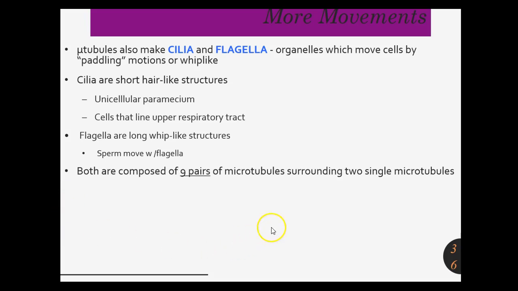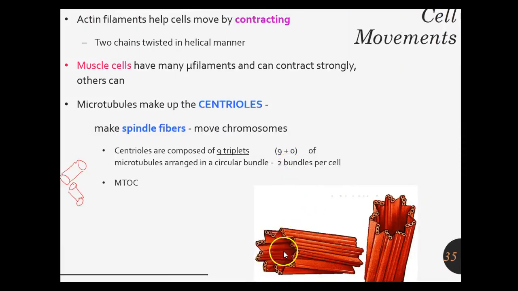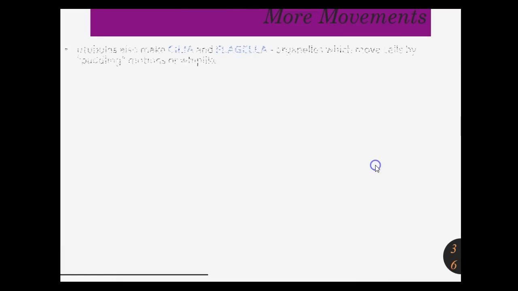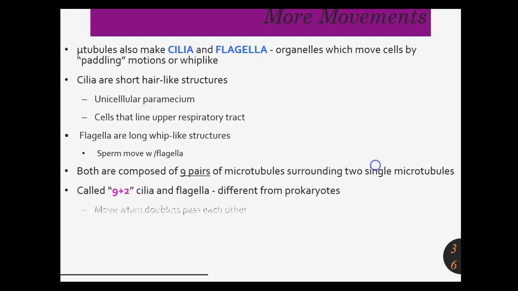I'm going to back up to the slide. See, there's nothing running down the center. So it's a 9+0 arrangement of microtubules. There is nothing in here. It's hollow. Okay, so let's go back to this slide where we've got this 9+2 arrangement of microtubules.